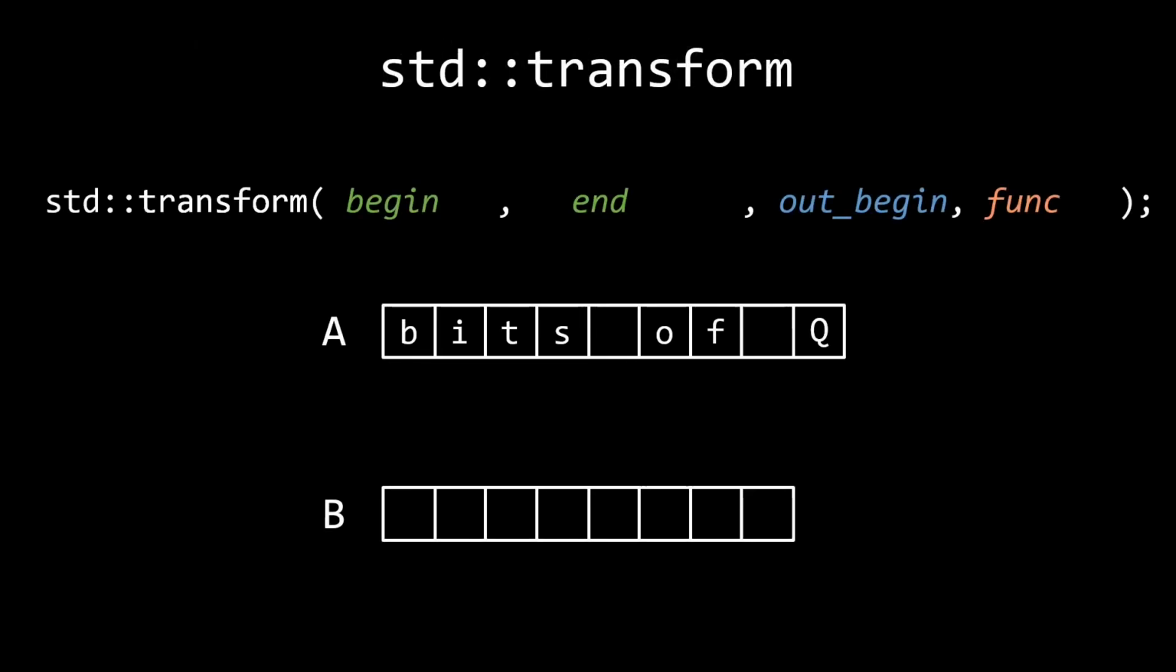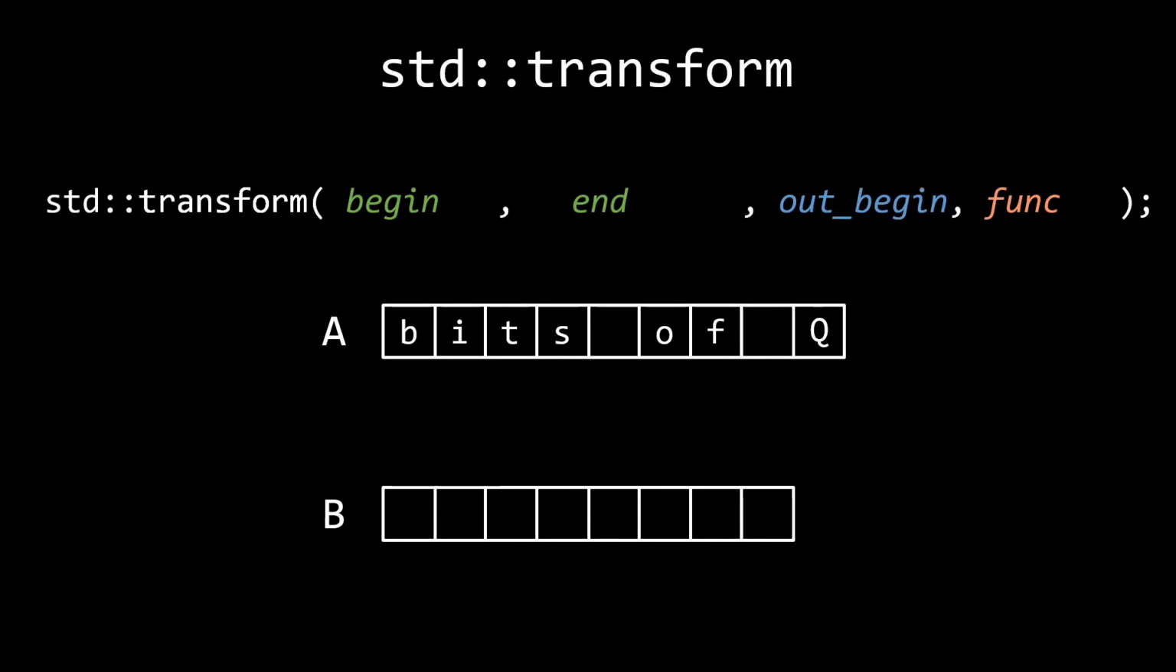This algorithm is perhaps the most flexible and most useful algorithm from the standard library. It is used to transform data from an input range, specified using iterators, by applying a function to each of the elements in the range. The result of applying this function is then written to an output iterator.